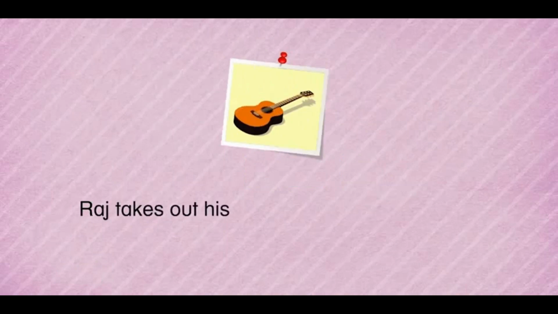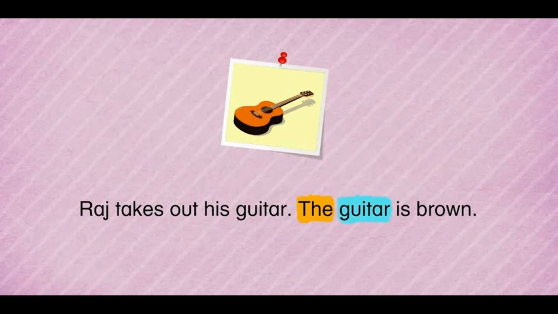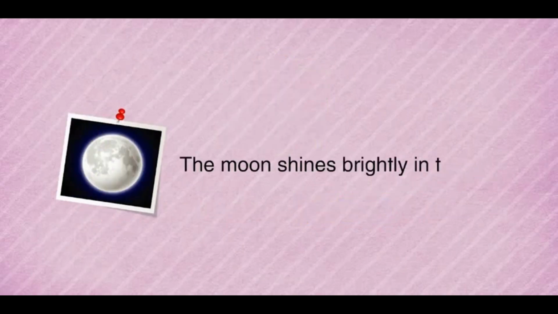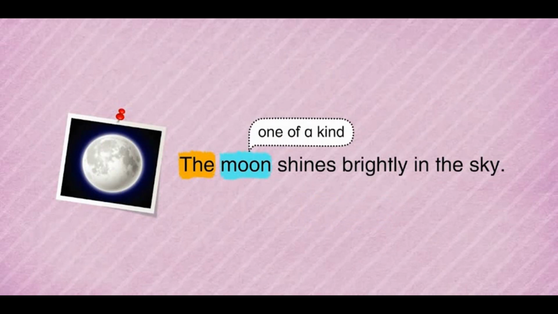Raj takes out his guitar. The guitar is brown. We say the guitar here, as this is the same guitar that Raj took out earlier. The moon shines brightly in the sky. Here, the is used before moon, as it is the only one of its kind.